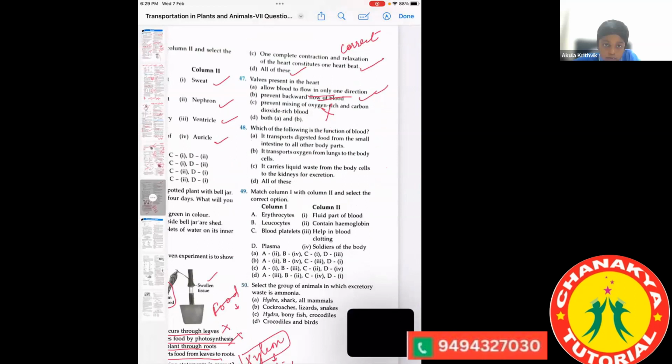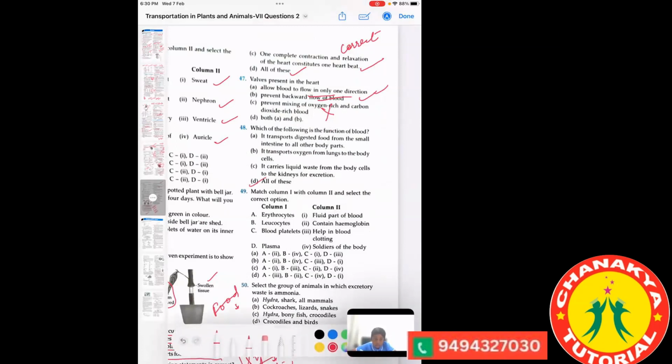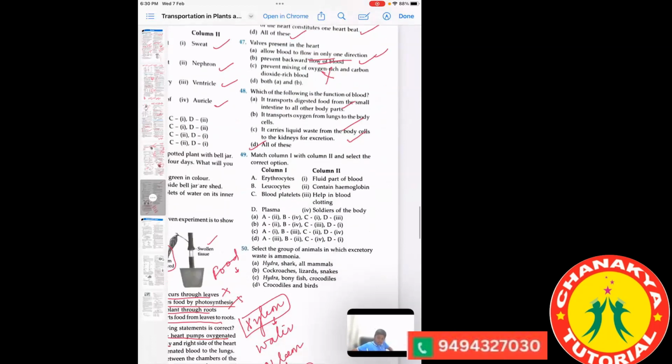Which of the following is a function of blood? Ma'am, it's B. Sorry, it's D. Correct. It transports digested food from the small intestine to all other parts of the body. Correct. Then it transports oxygen from the lungs to the body cells. Correct. It carries liquid waste from the cells to the kidneys for excretion, which is correct. So the answer is all of these.